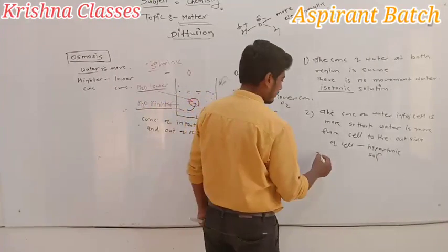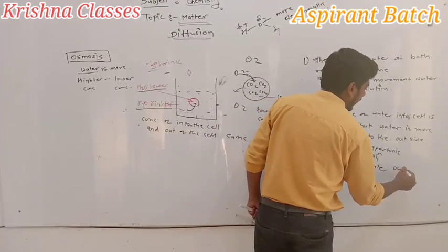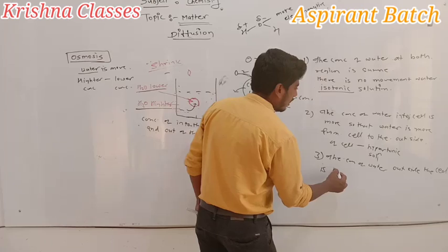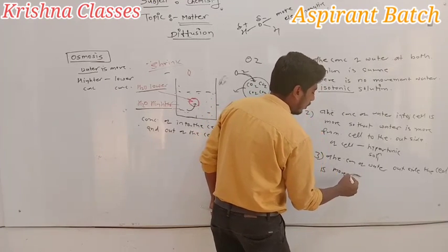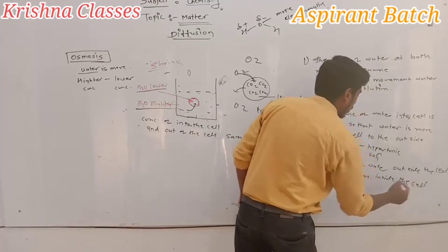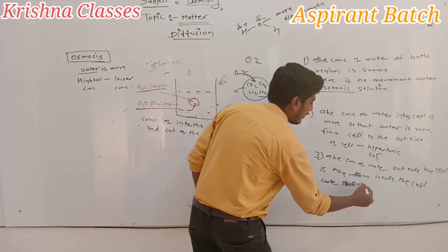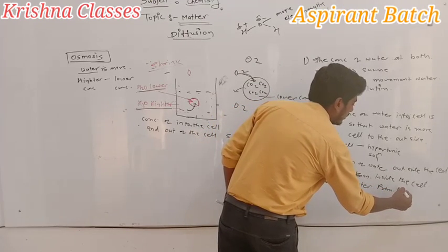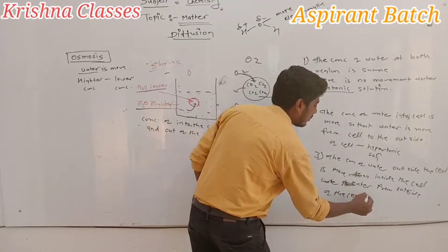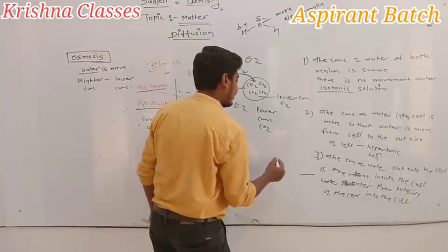That means in the third case, the concentration of water outside the cell is more than inside the cell, so water flows from outside the cell into the cell, and such a type of process is called a hypertonic solution.